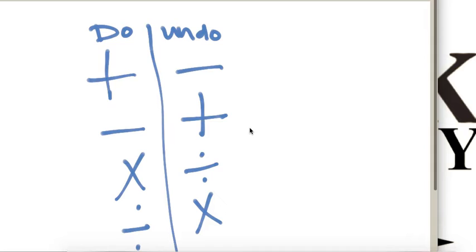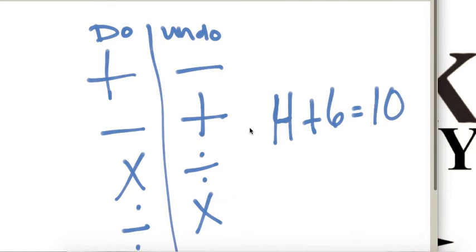So for example, if I was doing the problem, let's do h plus 6 equals 10. If I have to solve for h, a lot of you guys can look at the problem and kind of figure it out. That obviously has to be something smaller than 10, so that when we add it to 6, it would give me 10.